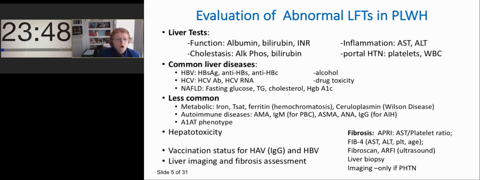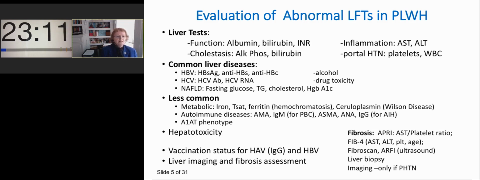So when we talk about evaluating abnormal liver tests, first the history and the physical, but then the tests you require. For liver function, albumin, bilirubin, and INR are tests of liver function. AST and ALT are tests of inflammation, not function. They assess cell death. Cholestasis: alkaline phosphatase and bilirubin. And if you are concerned the patient has cirrhosis and portal hypertension, that's assessed with low platelets and low white count.